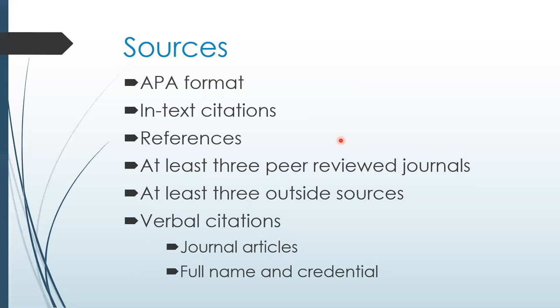You're going to do the verbal citations on at least your journal articles. You're going to at least have the full name of the person, the author that you're citing, and a credential. So that might be Mary Smith, who's a professor of psychology at the University of Colorado, Denver. Mary Smith, who wrote a journal article in this particular journal. Mary Smith, who wrote the article called this.